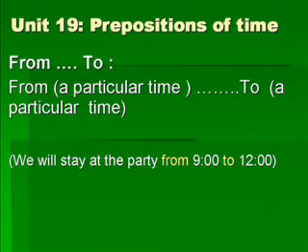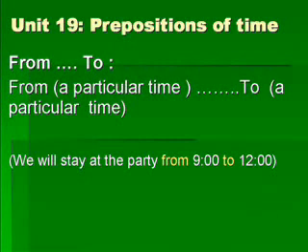Now we'll look at from, to. These two prepositions are used together to show the starting time and ending time of anything. It means that from and to are used together, and whenever you want to show what time a work starts and what time it finishes, you use from and to. So from a particular time to a particular time.